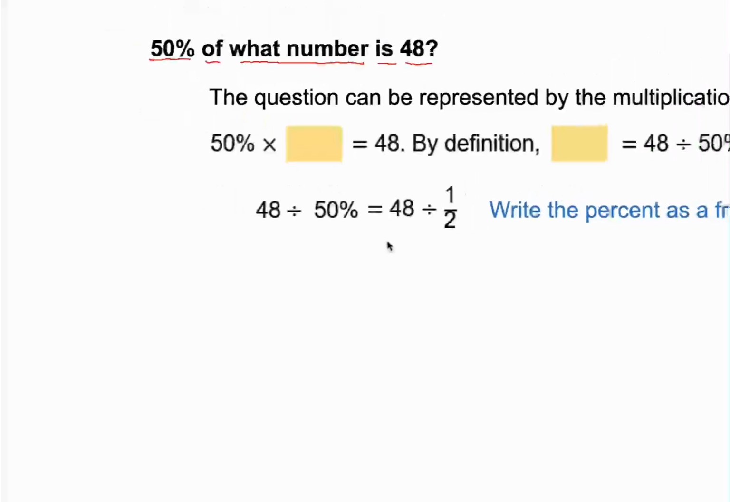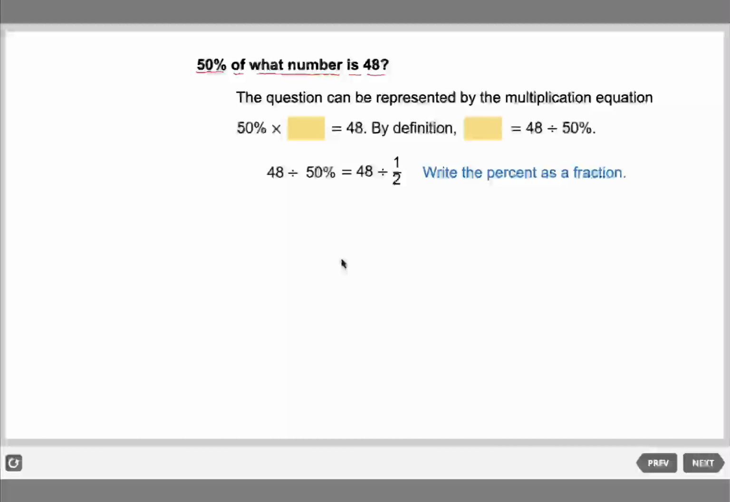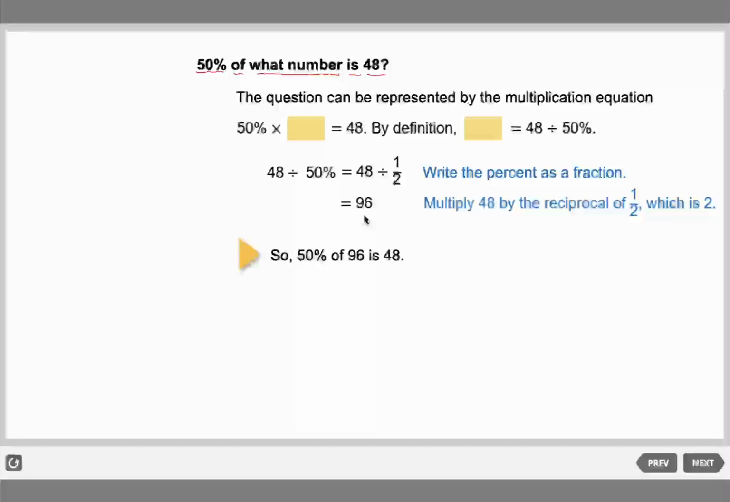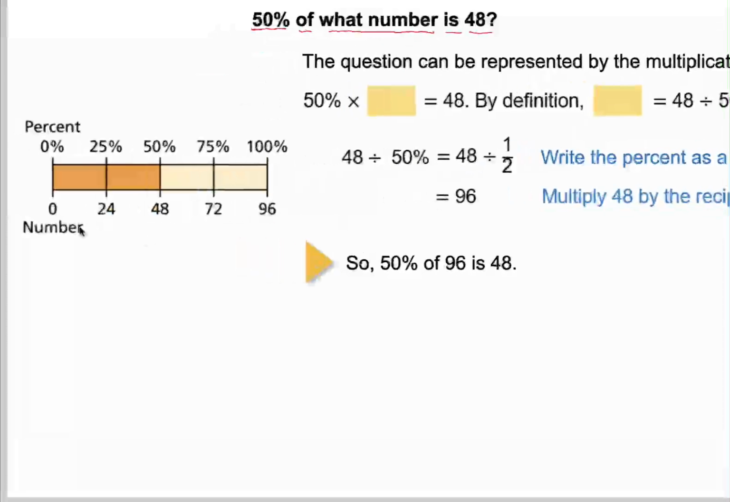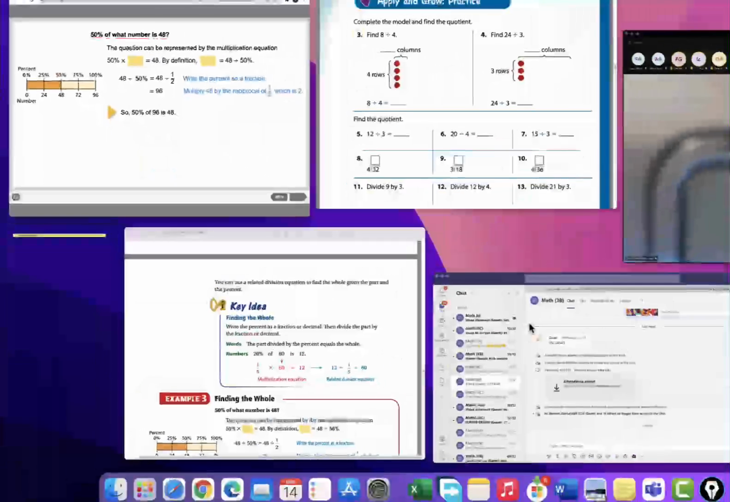It will be the reciprocal of 1/2. It will be 2/1 and it's equal to 2. Great. We will multiply it by the reciprocal. The reciprocal of 1/2 is 2/1. So we should multiply it by 2/1. And 48 times 2 equals 96. Okay? And we can also use a model to show that if 50%, which is half, is 48, then 100% should be the double. So it's 96. Okay. Now, it's your turn.